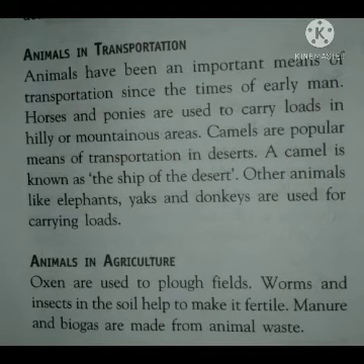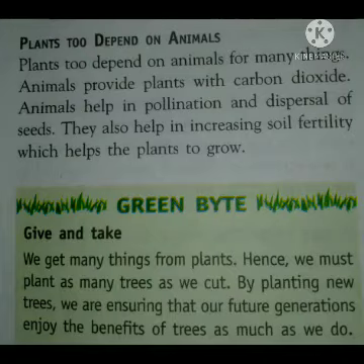Animals in agriculture. Oxen are used to plow fields. Worms and insects in the soil help to make it fertile. Manure and biogas are made from animal wastes.